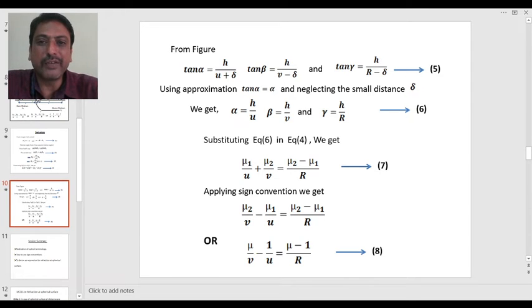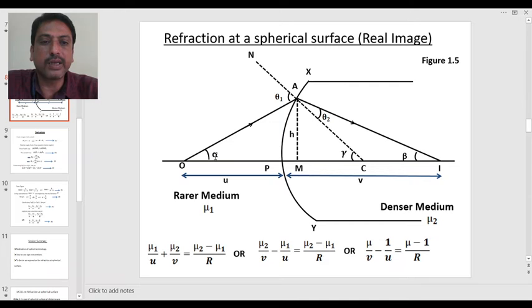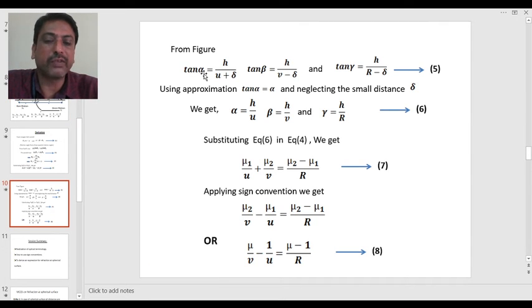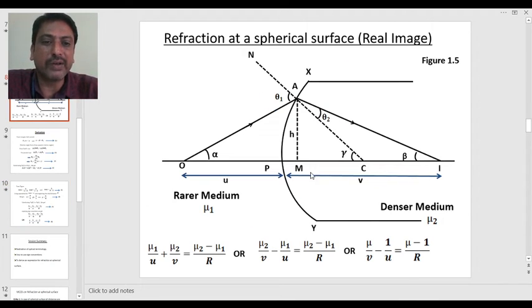Next, again if you see the figure, here I have the angles alpha, beta and gamma. By considering the triangle OAM, I can find the tan value of alpha. By considering the triangle AMI, I will get the tan value of beta, and by considering the triangle AMC, I will get the tan value of gamma. The same is written here. So tan alpha is nothing but h divided by u plus delta, and tan beta is equal to h divided by v minus delta, and tan gamma is equal to h divided by r minus delta, which is taken as equation 5. So what is this delta? I will show you. This delta I have not shown here. It is a small distance between P and M.